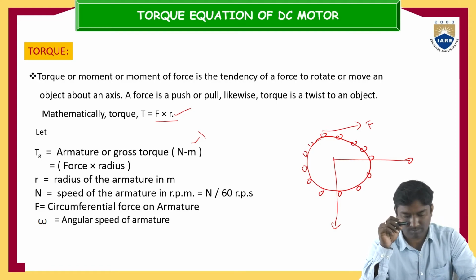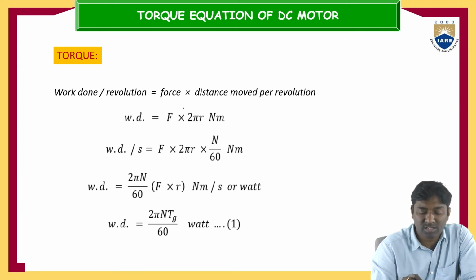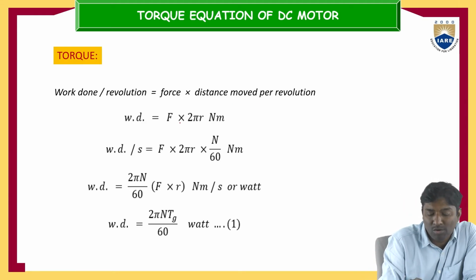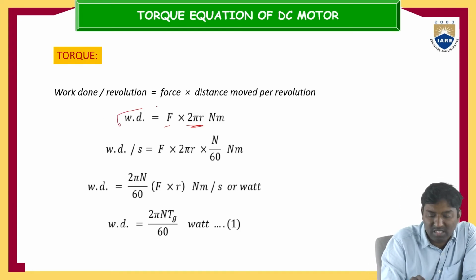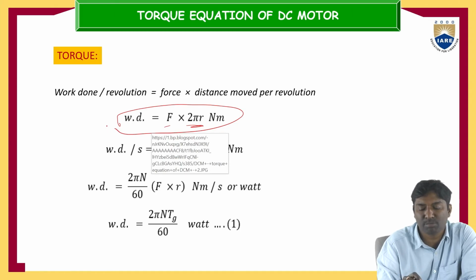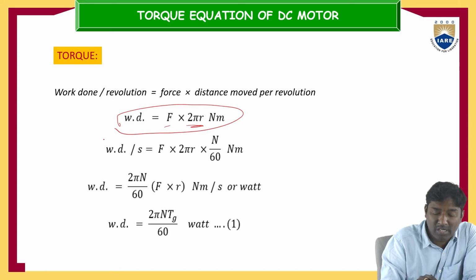Okay. Now, torque. Work done per revolution is equal to force into distance moved per revolution. So force is F, and distance moved per revolution is 2 pi r. That is the work done: force into 2 pi r, with omega as the angular speed. If you are taking work done per revolution, a revolution takes some seconds.